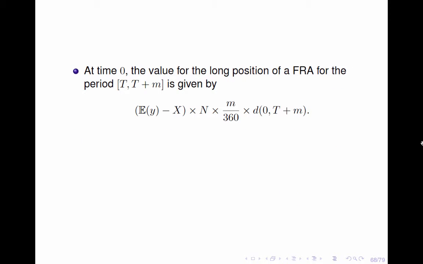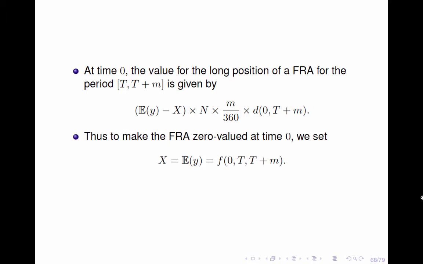At time 0, the value for the long position of a forward rate agreement for the period from day T to day T plus M can be calculated from the difference between the expectation of the reference rate Y and the fixed rate X times the notional principal N times the period length on an actual over 360 basis, and then discounted to time 0. Thus, to make the forward rate agreement zero-valued at time 0, we set the fixed rate X equal to the expectation of Y, which is the time 0 forward rate from T to T plus M.